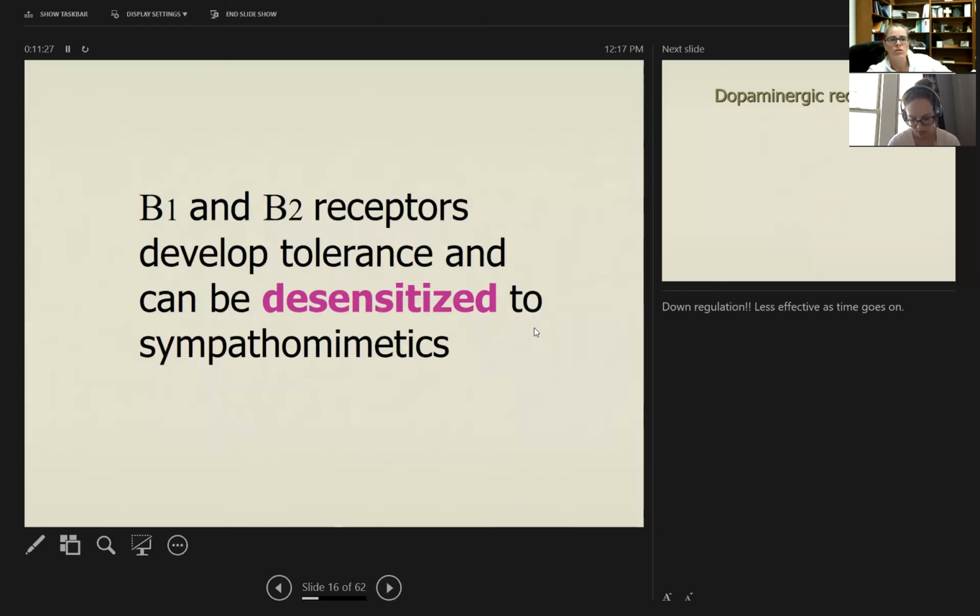Your beta-1 and beta-2 receptors can develop tolerance. They can become desensitized to your catechols and your sympathomimetics, so that over time, the treatments that you're giving may seemingly become less effective. So we always have to be on the lookout for that.